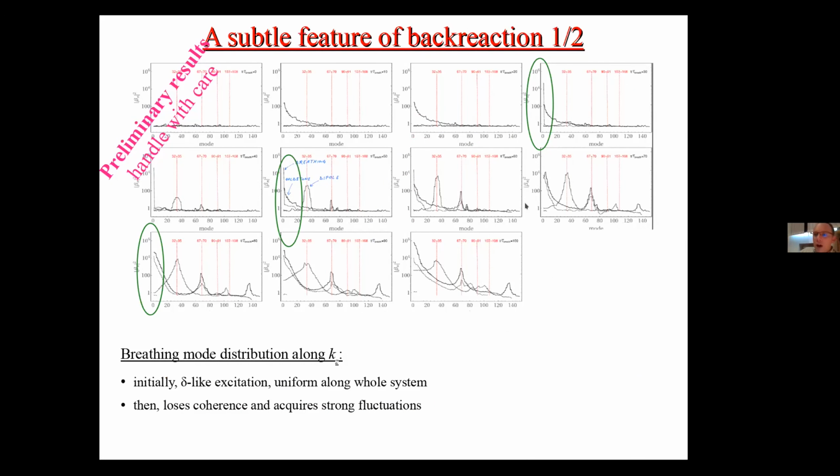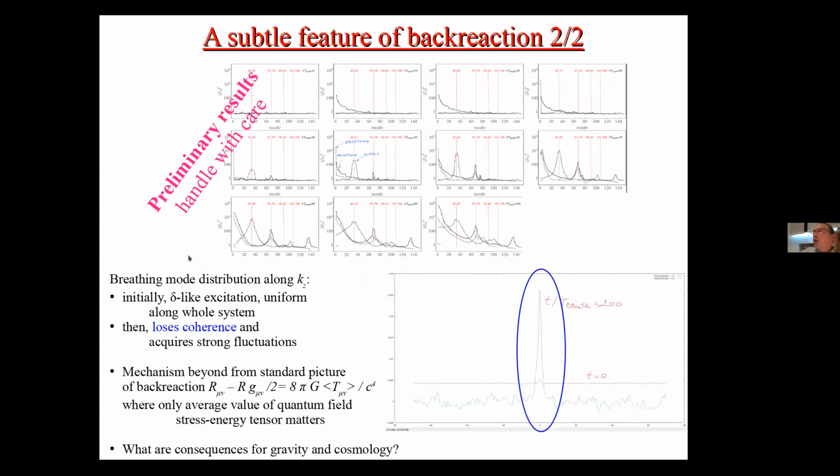But this is not the only effect that the breathing mode feels. Also, you see here the unexpected effect that the breathing mode is no longer an excitation peaked at a single mode, but gets broader. It gets broadened in the sense that excitations in the breathing mode expand over a wide sequence of modes. This means that the back reaction of the emission to the dipole not only damps the excitation of the breathing mode, but also introduces some fluctuations into it.